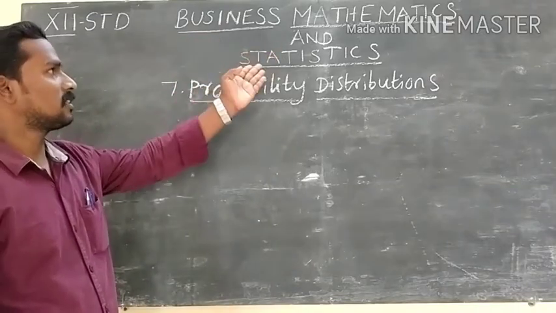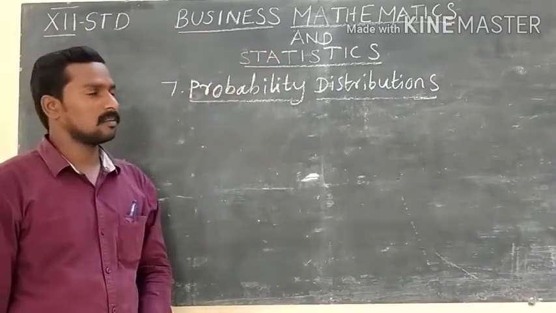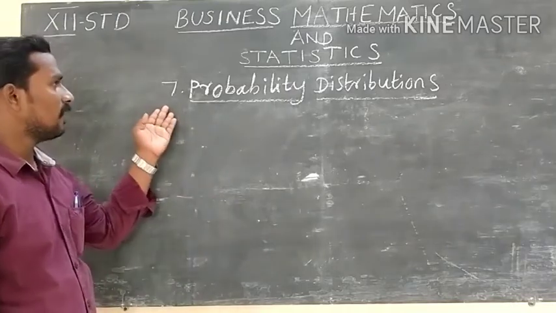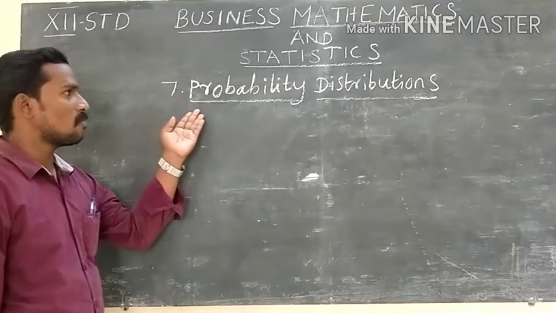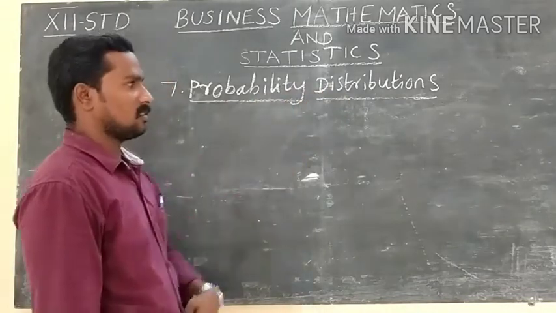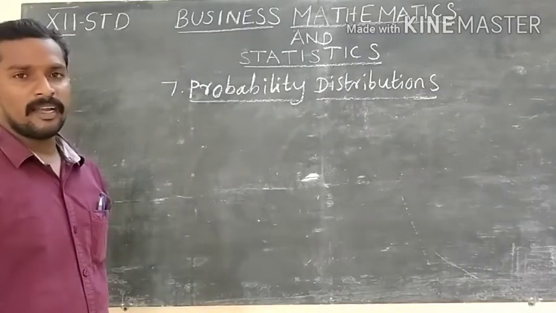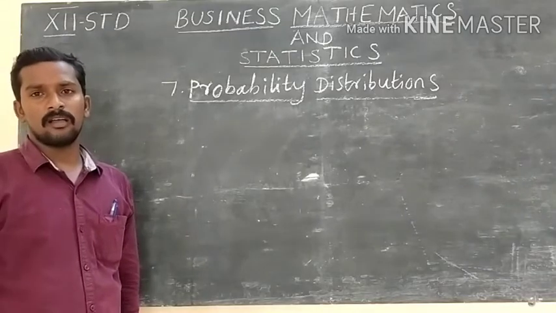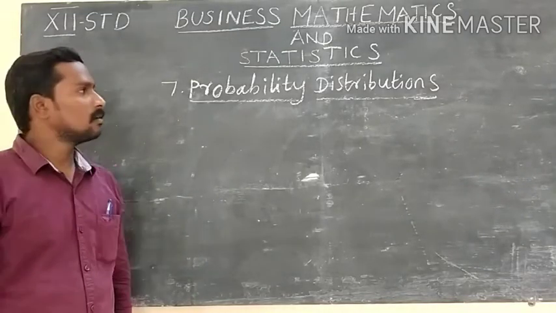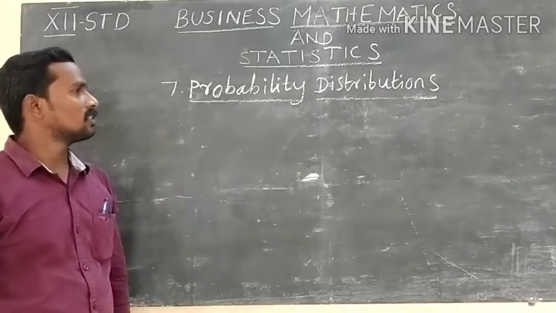Business Maths and Statistics, second volume, 7th chapter: probability distributions. Before we start, I will give some introduction about this chapter.